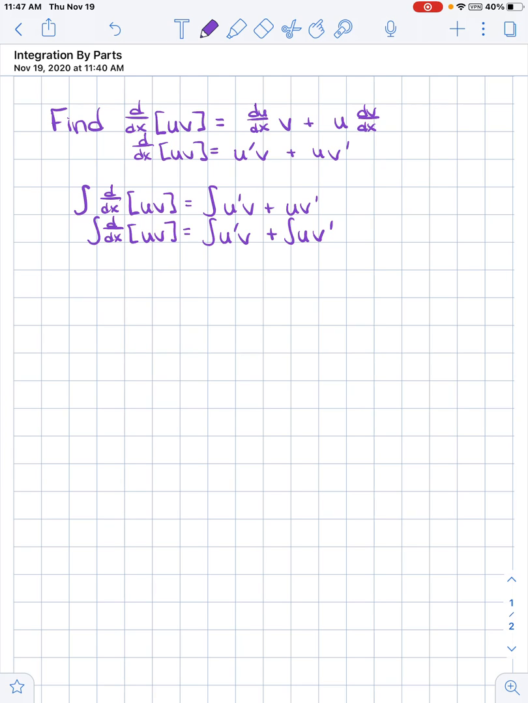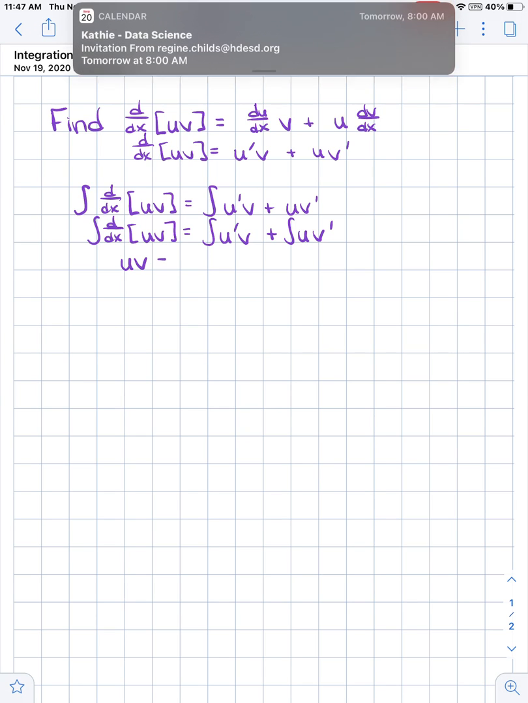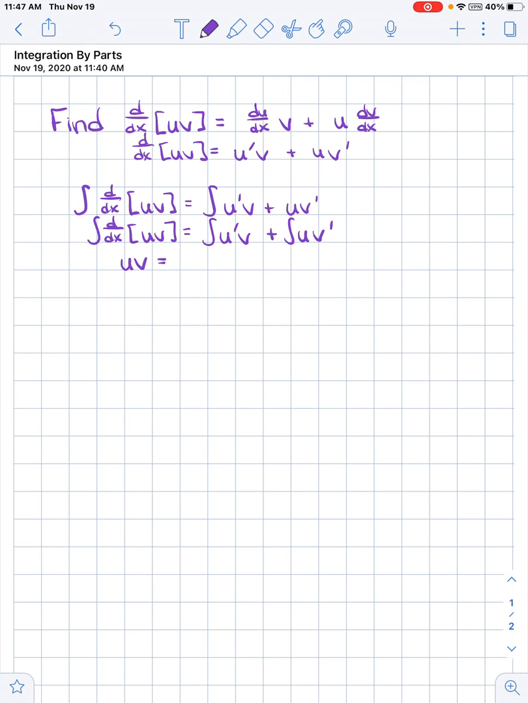So we know that the antiderivative on this left side here, the antiderivative of the derivative of u times v, those two actions undo each other and get us back to u times v again. And then these two are like this. So the question is, if we have a product, so we have two things being multiplied together, how do we find the antiderivative?